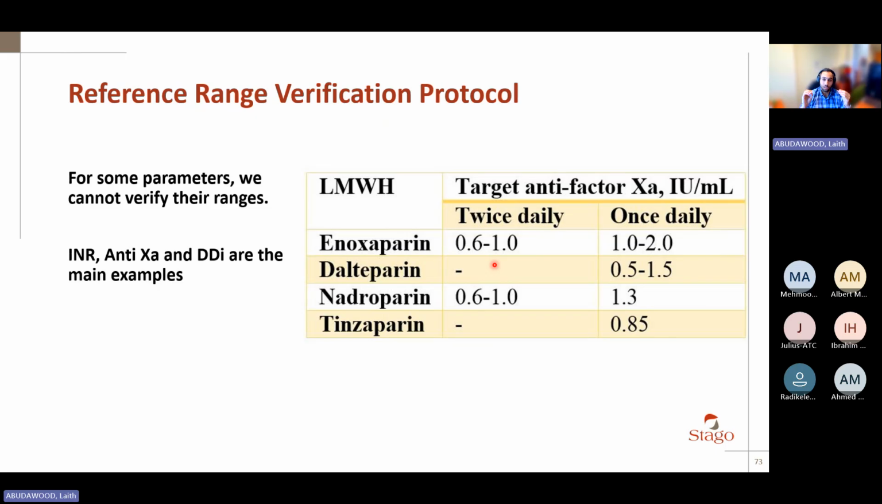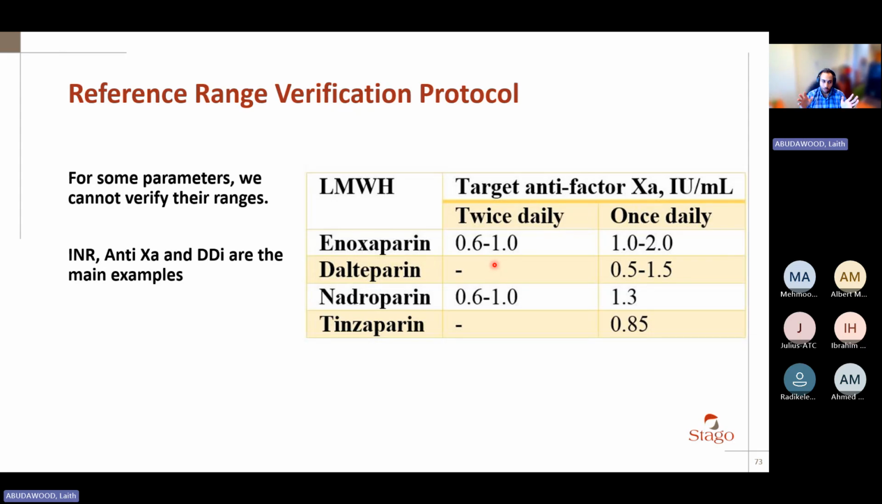And therapeutic ranges are not calculated from the patient population like you normally would do with the PT reference range. These ranges are based on clinical trials that are conducted to see how effective this particular range of measurements is for managing the patient, so that the patient does not bleed too much and does not have thrombosis. So these ranges with anticoagulants are not reference ranges. You cannot verify them in the lab, okay?